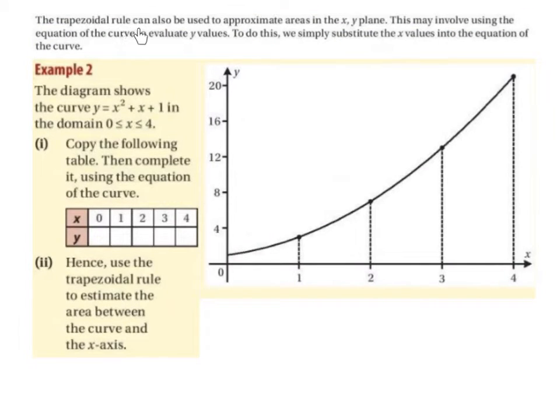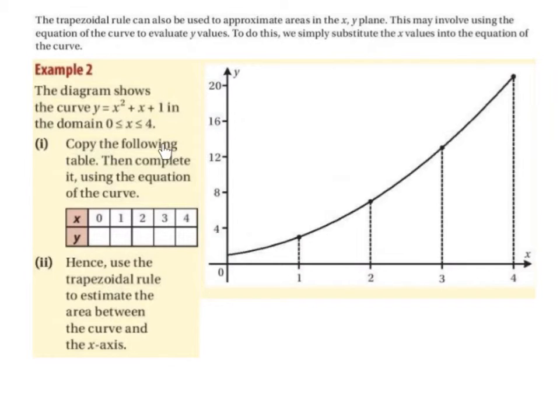The trapezoidal rule can also be used to approximate the areas in the xy plane. So this is our x-axis, this is our y-axis, this is our xy plane. This may involve using the equation of the curve to evaluate y values. To do this, we simply substitute the x values into the equation of the curve. So the diagram shows the curve y equals x squared plus x plus 1 in the domain x values greater than or equal to 0, less than or equal to 4. So here's our curve. Y equals x squared plus x plus 1.